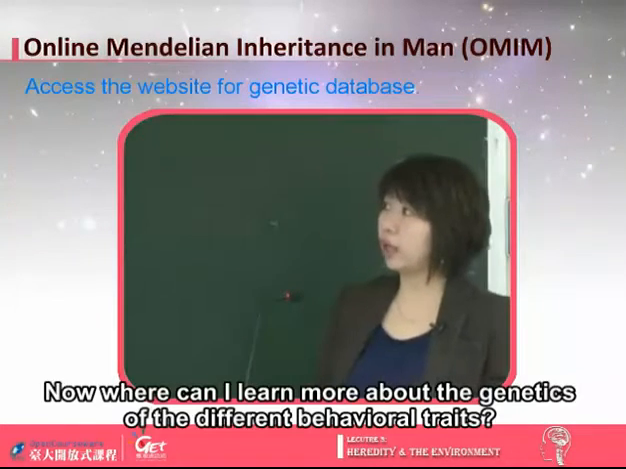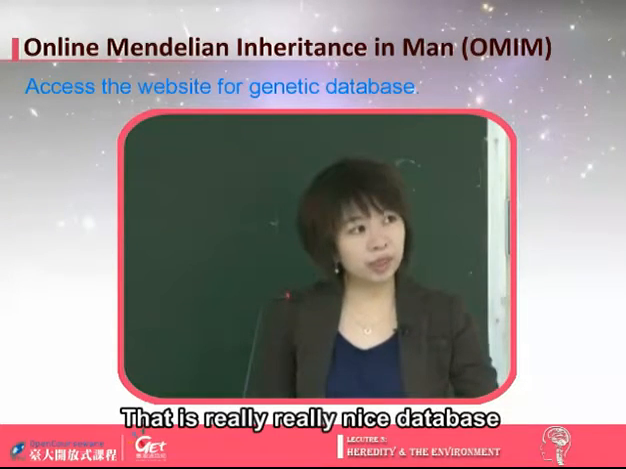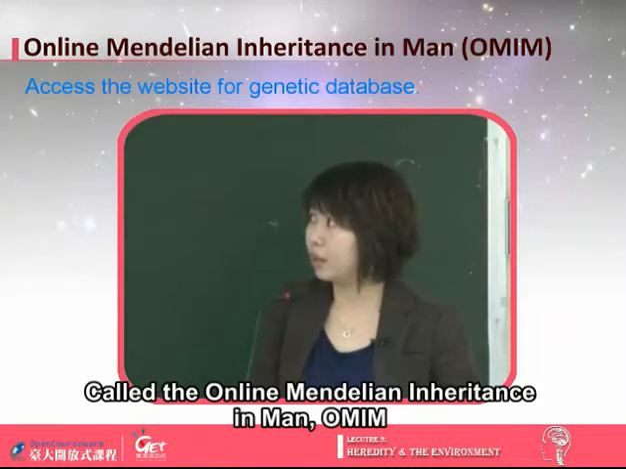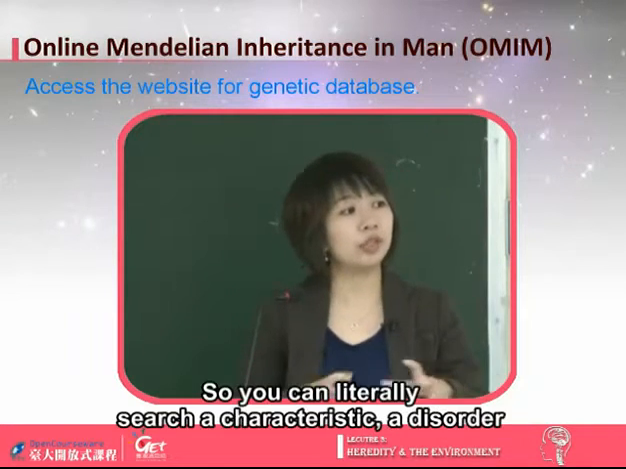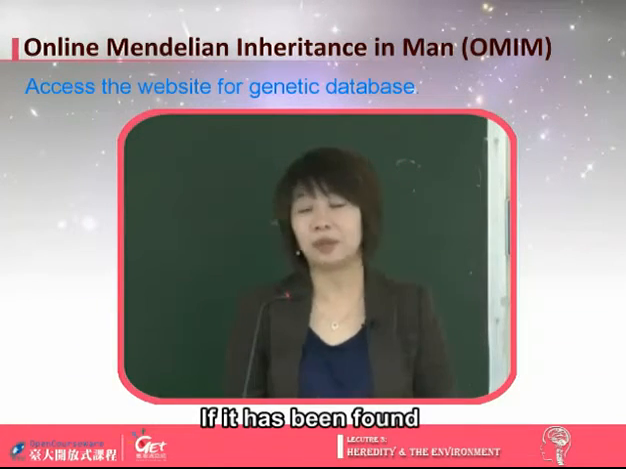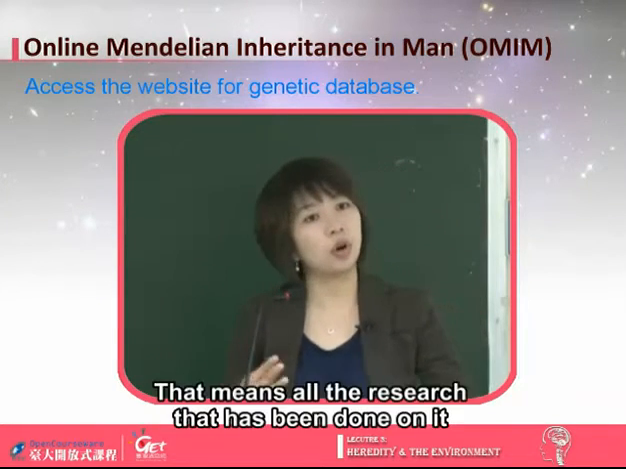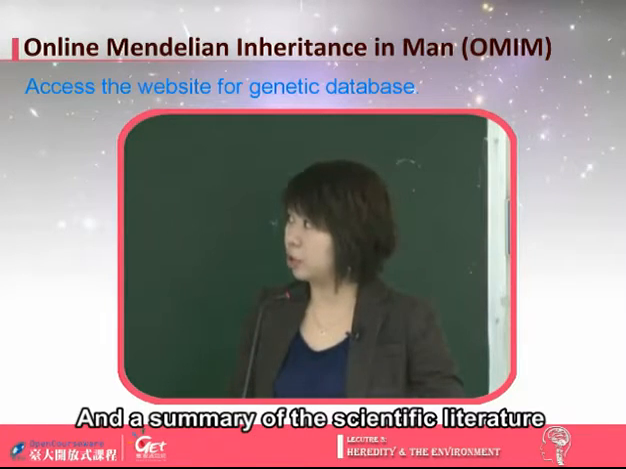Okay? Now, where can I learn more about the genetics of different behavioral traits? There's this really, really nice database called the Online Mendelian Inheritance in Man, OMIM. It's a very large, searchable, up-to-date database of human genes. So you can literally search a characteristic, a disorder, and it will give you the genetic code for it, if it has been found. Now, each record contains references. That means all the research that has been done on it, and a summary of the scientific literature.